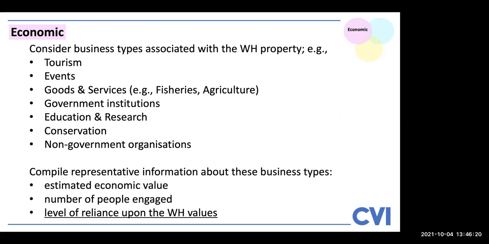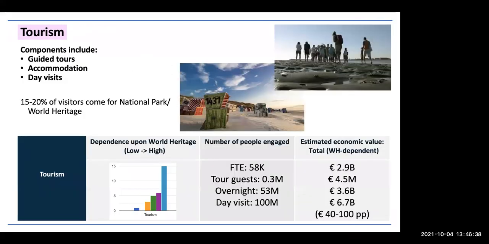For these relevant business types, we like to compile representative information about them. So this might include the estimated economic value, the number of people who are engaged, but it would certainly include an assessment of the level of reliance upon the World Heritage values. So here are some examples of some of that background information.